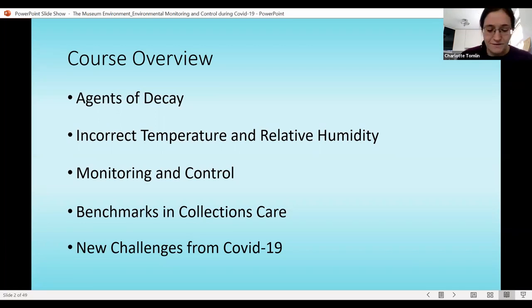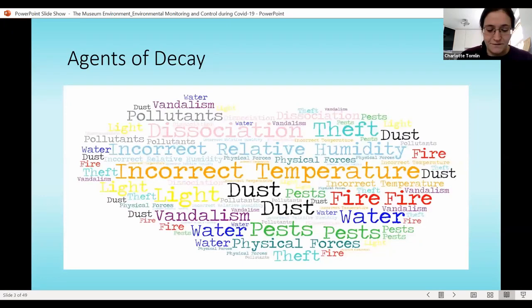Introducing the agents of decay. For those of you not familiar with this term, the agents of decay, or agents of deterioration, as they're also known, are the variables that most threaten historic objects and interiors. It is generally a list of around 9 or 10 variables. The list can differ slightly between organisations, but the main variables are always present, and they are illustrated here.